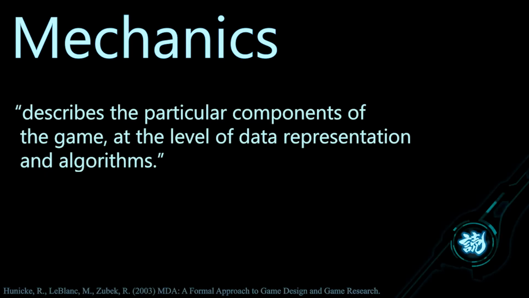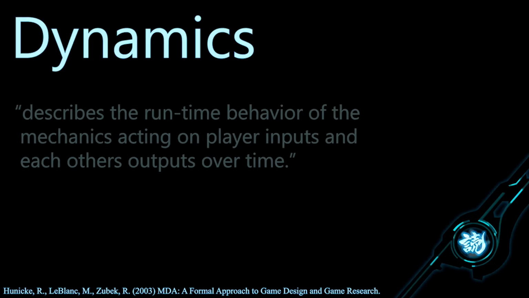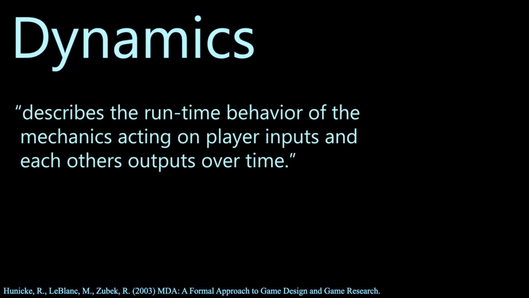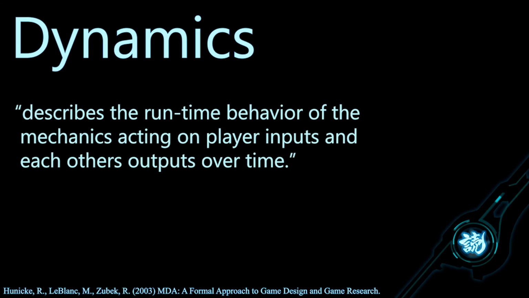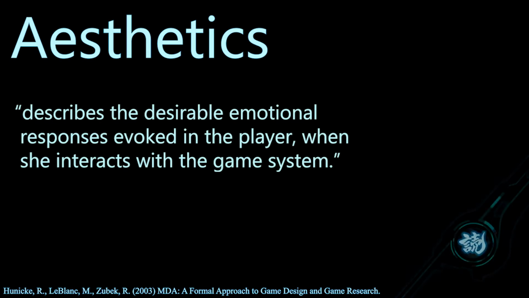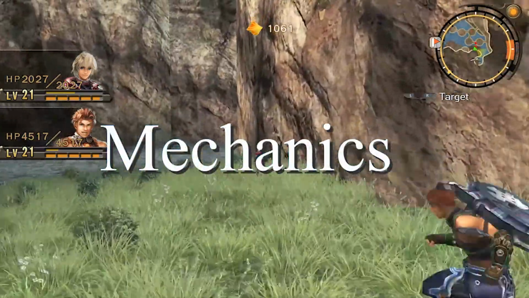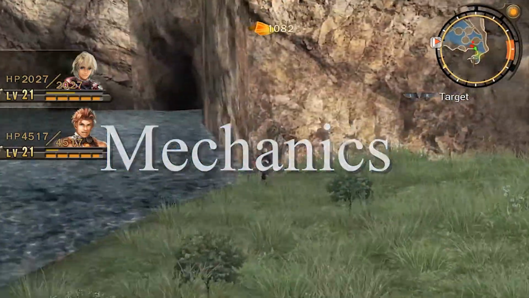Mechanics describes the particular components of the game at the level of data representation and algorithms. Dynamics describes the runtime behavior of the mechanics acting on player inputs and each other's outputs over time. Aesthetics describes the desirable emotional responses invoked in the player when she interacts with the game system. To my understanding, mechanics refers to the objects, functions, and variables of the game.